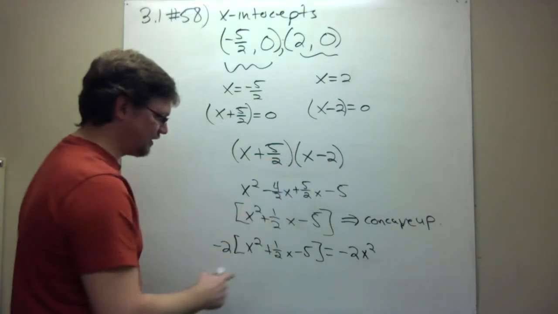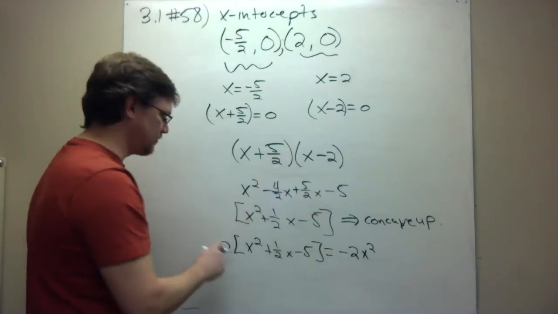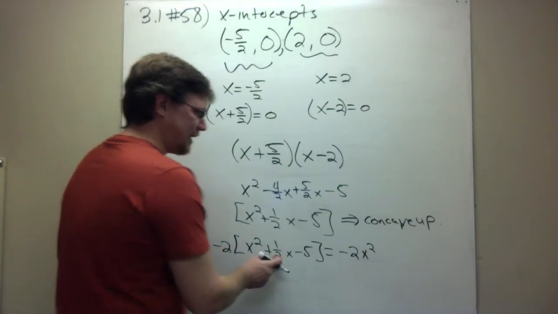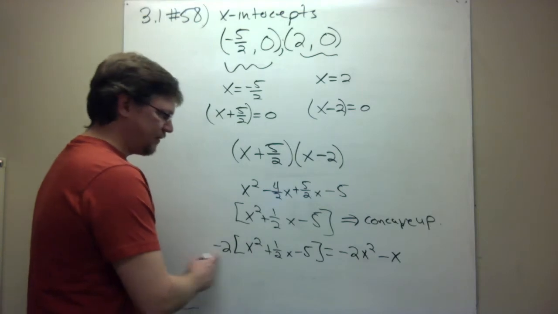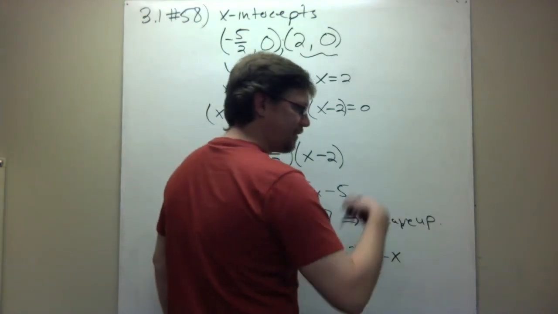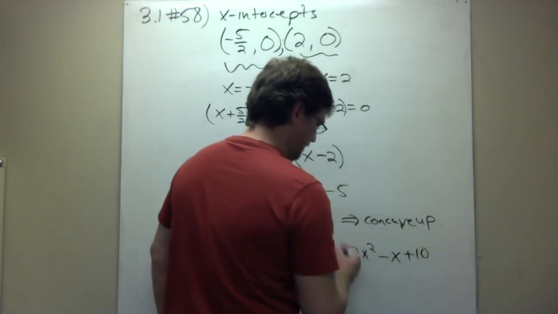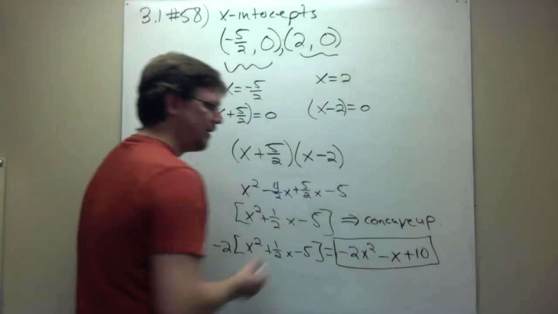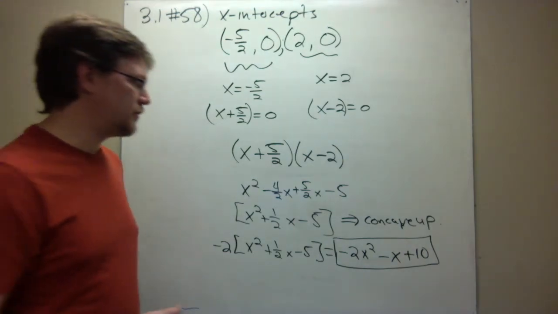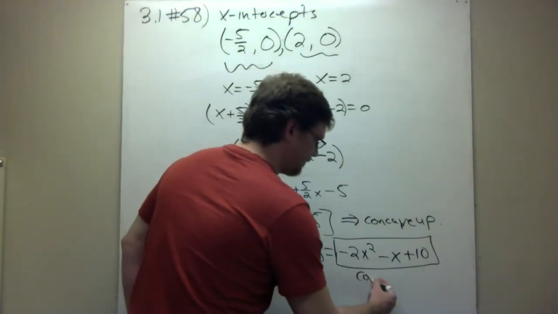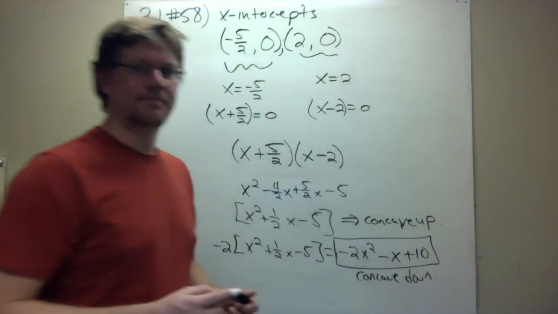That's enough to guarantee we're going down, but I need to finish this out so that I have the right zeros in the right place. Negative 2 times a half is negative 1, so that's going to be a negative x. Negative 2 times a negative 5, a negative times a negative is a positive, 2 times 5 is 10. This is going to be my concave down, and it's going to have the zeros in the right place. All right, that's all we needed.